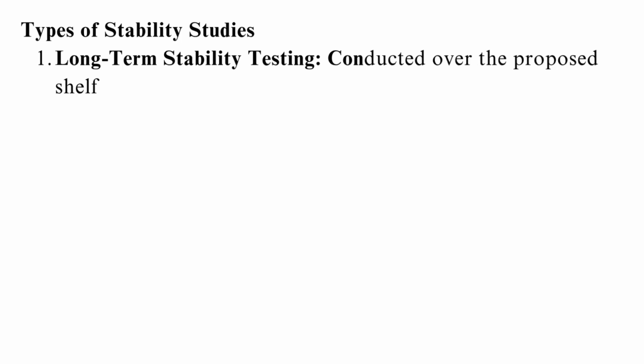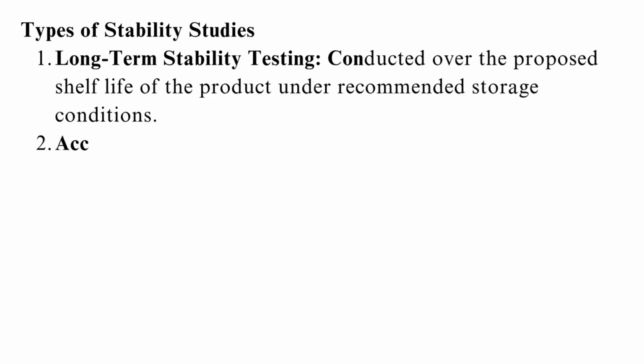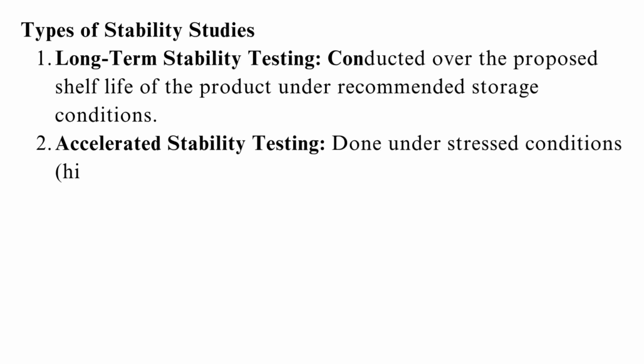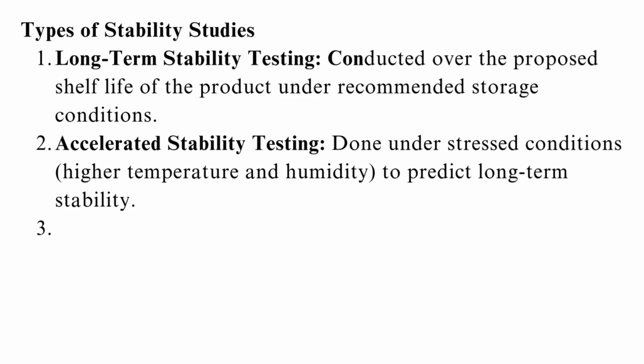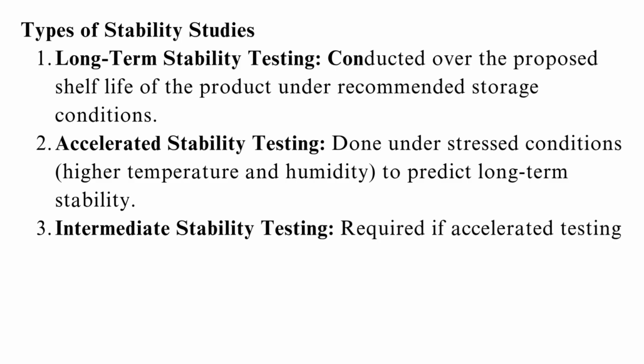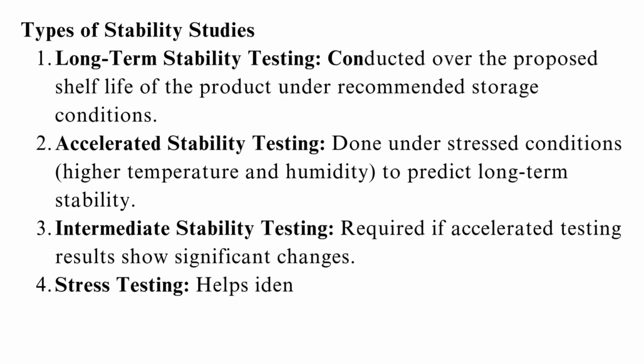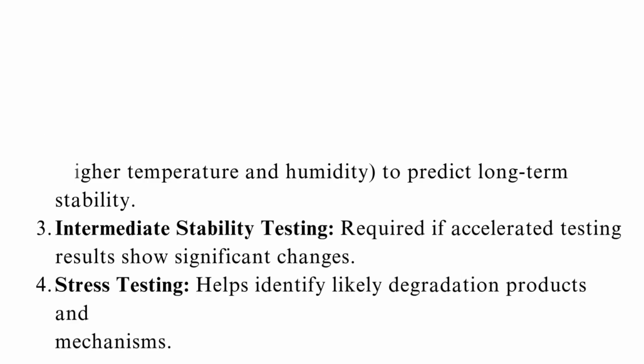Types of stability studies. 1. Long-term stability testing, conducted over the proposed shelf life of the product under recommended storage conditions. 2. Accelerated stability testing, done under stressed conditions, higher temperature and humidity, to predict long-term stability. 3. Intermediate stability testing, required if accelerated testing results show significant changes. 4. Stress testing, helps identify likely degradation products and mechanisms.